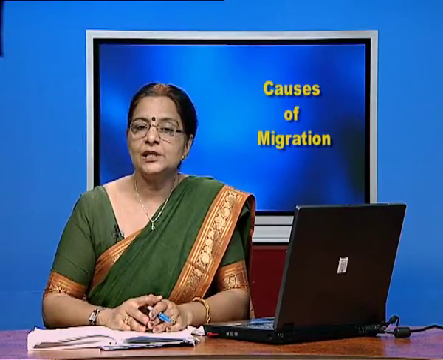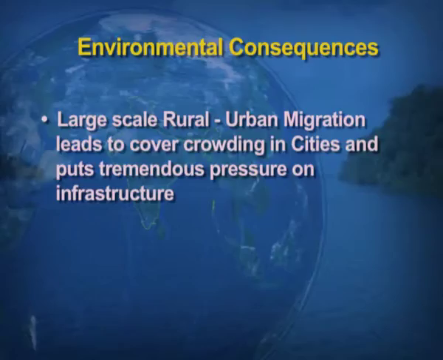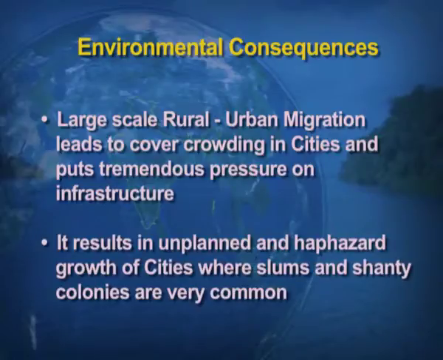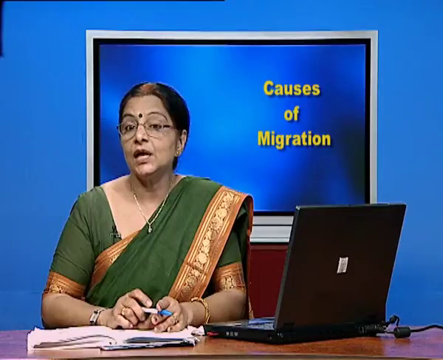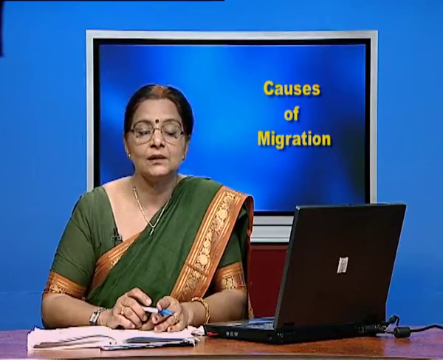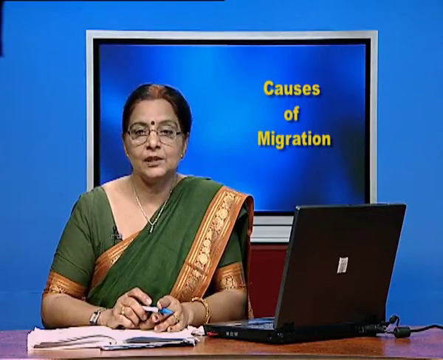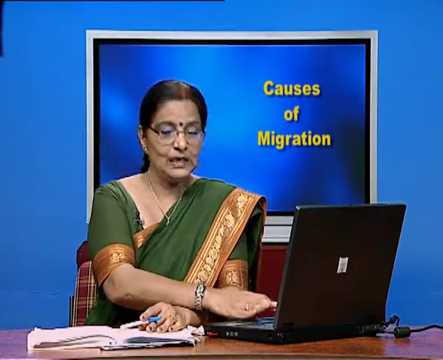Now, the environmental consequences. The large scale rural urban migration leads to overcrowding in the cities and puts tremendous pressure on the infrastructure. So, it results in the unplanned and haphazard growth of the cities, with slums and shanty colonies, I mean the unauthorized colonies which people establish because of the shortage of place.